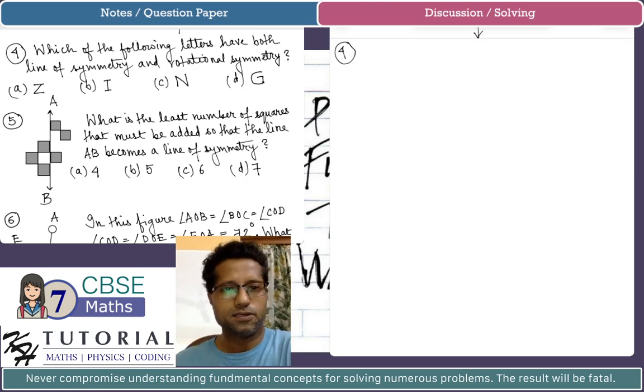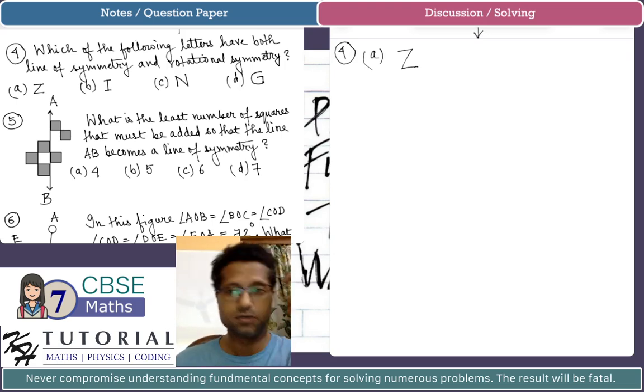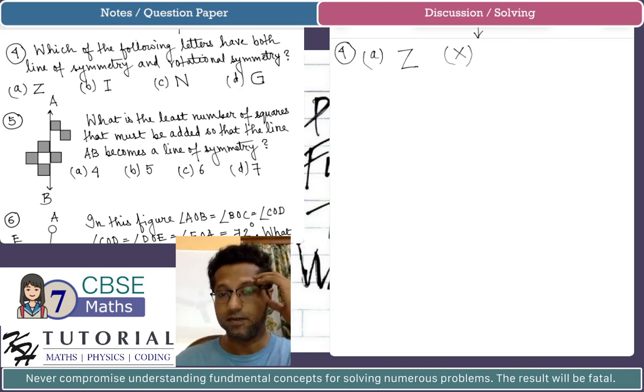Okay, so let's see what the letters are: Z, I, N, and G. Okay, Z. Which of the following letters have both line of symmetry and rotational symmetry? Line of symmetry: Z definitely will not be a choice because Z has no line of symmetry. The number of lines of symmetry of Z is 0. There does not exist any line that can divide the letter Z into two identical halves.